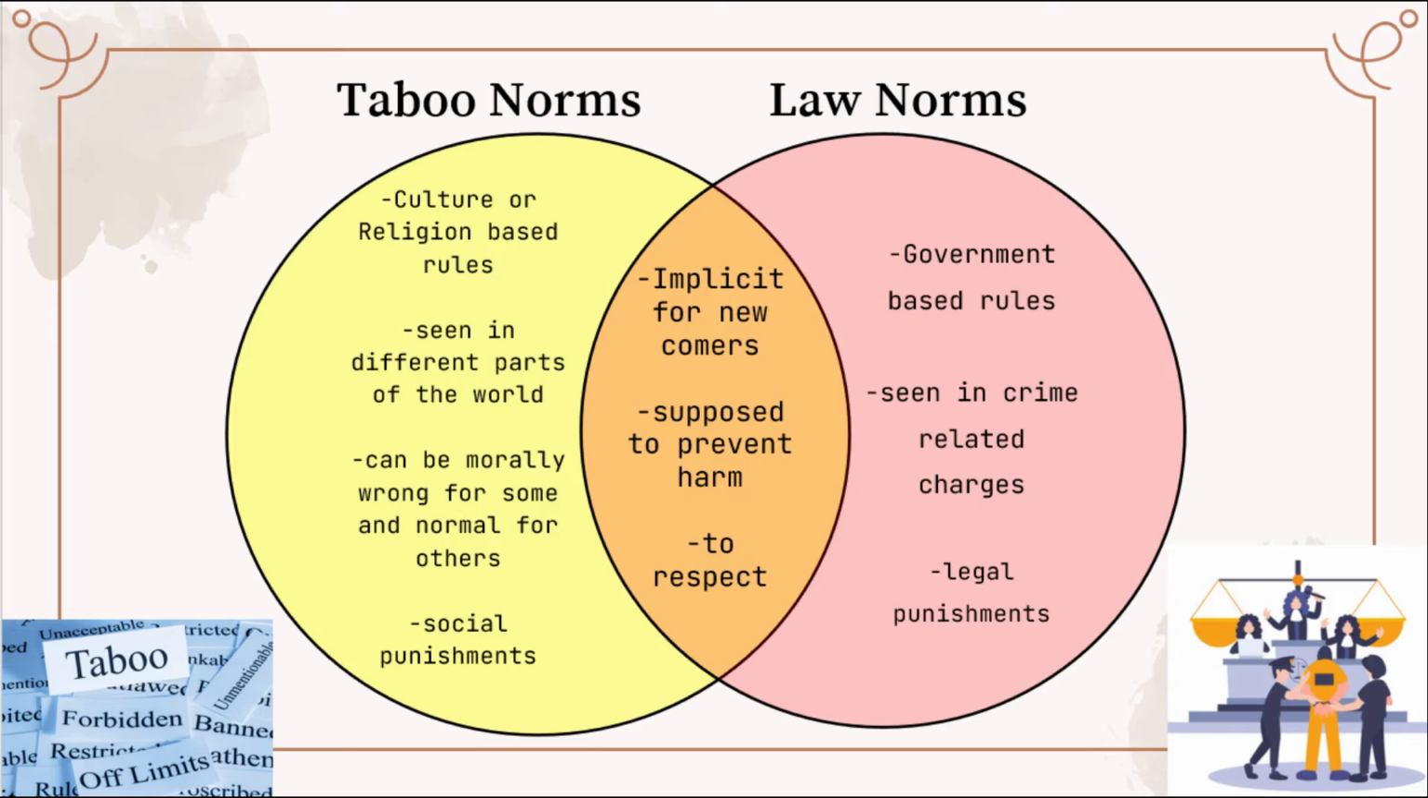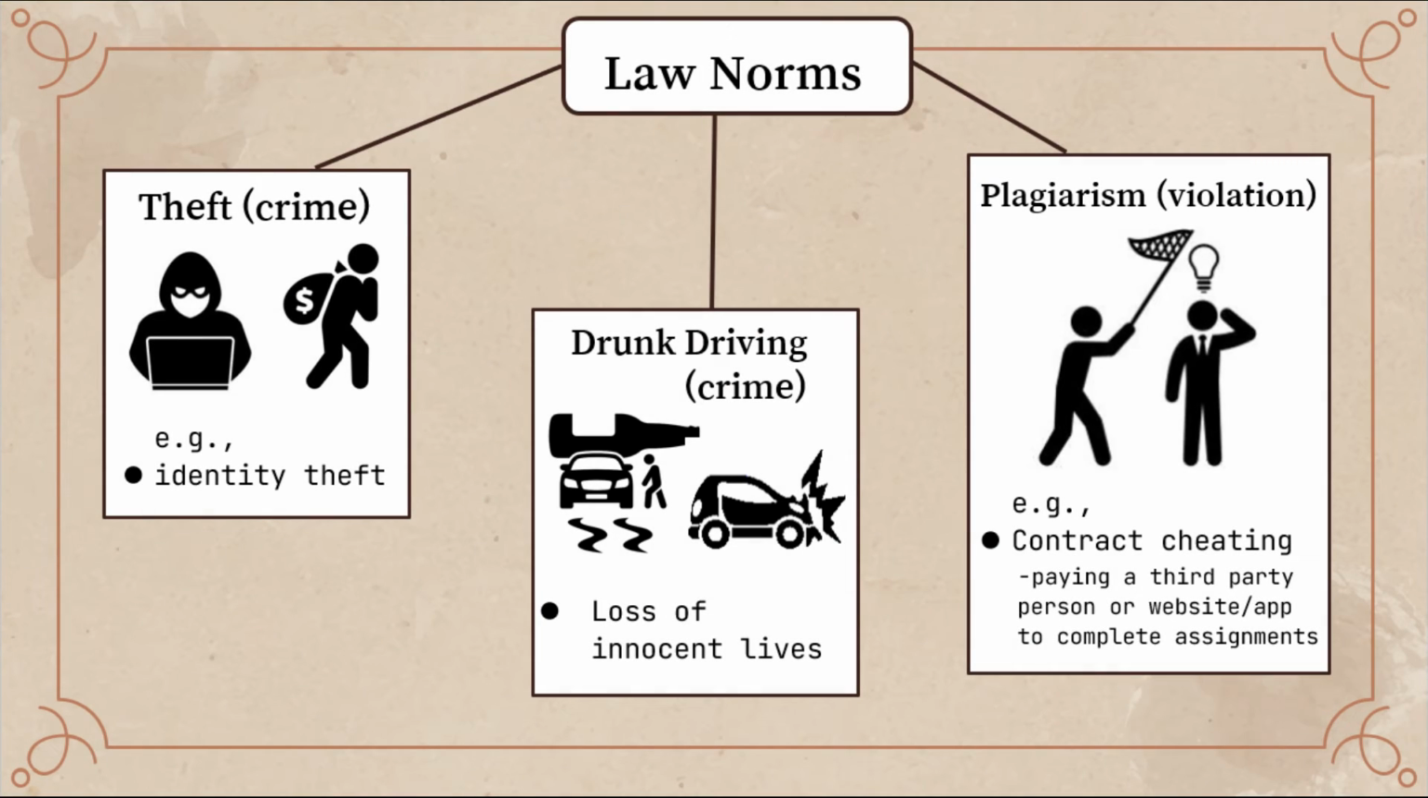Some examples of law norms are either a crime act, which leads to jail time, or a violation, which has no jail time. Identity theft is a crime because the hacker can use your personal information to steal your insurance, credit card accounts, and know where you live. Super scary. Drunk driving is a crime because it often causes accidents that take away innocent lives. Plagiarism is a violation since it's not physically harming anyone, but it is dishonest, like contract cheating, where you use a third-party person, app, or website to do the work that you should be doing yourself.